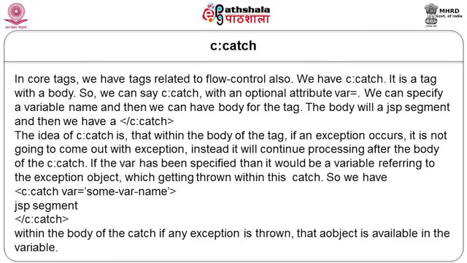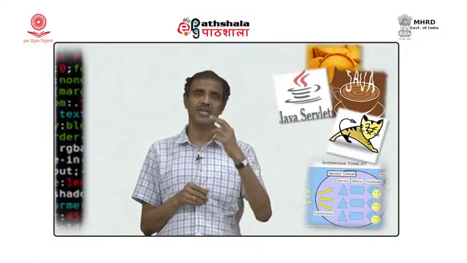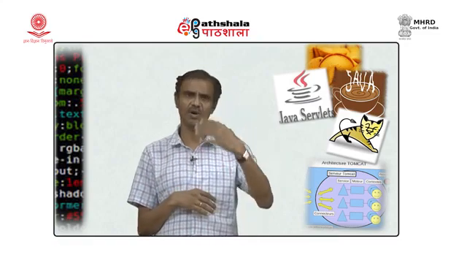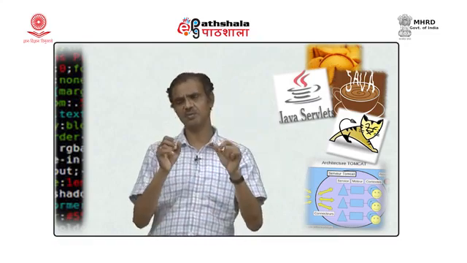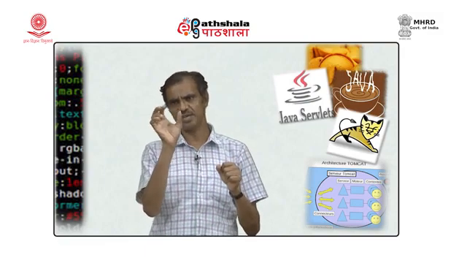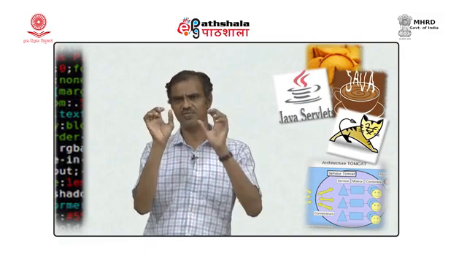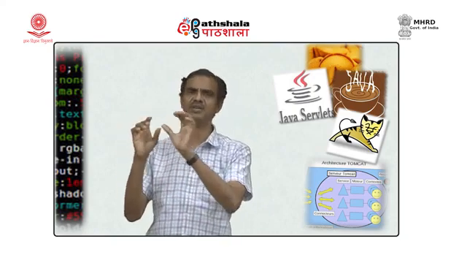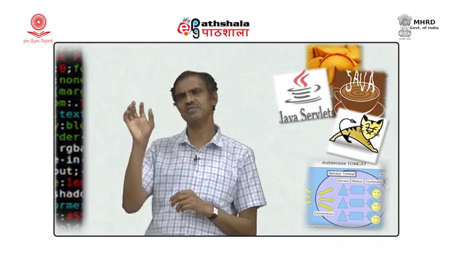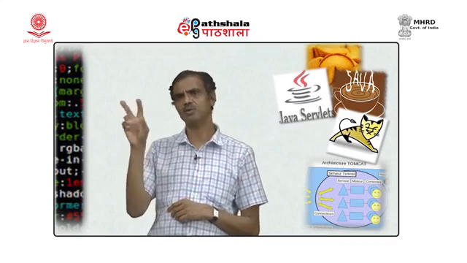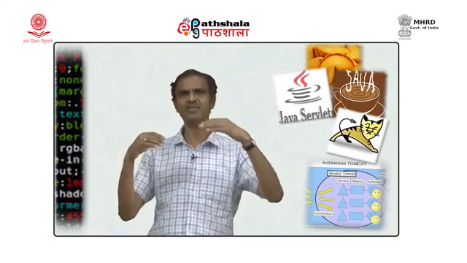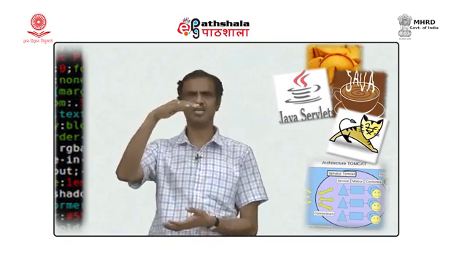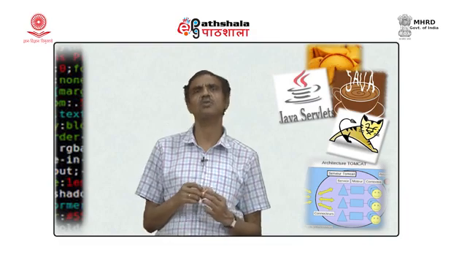We have a tag called c:catch. It's a tag with a body. So, you can say c:catch, and we have var equal to, which is an optional part. You can give a variable name in double quotes, and then we have a body. The body is some JSP segment, and then we have /c:catch.